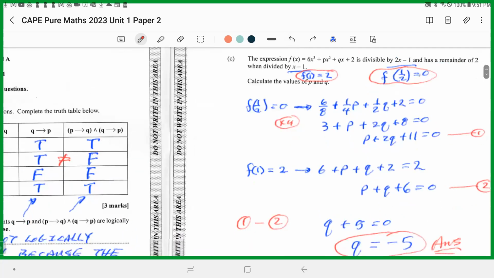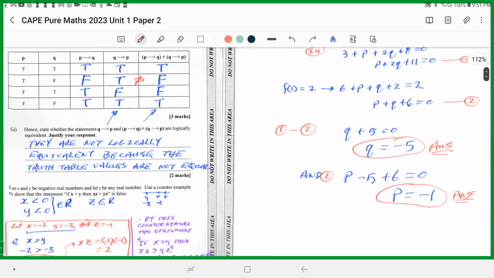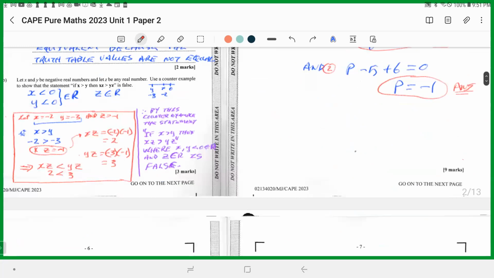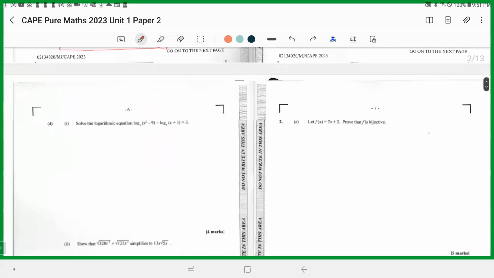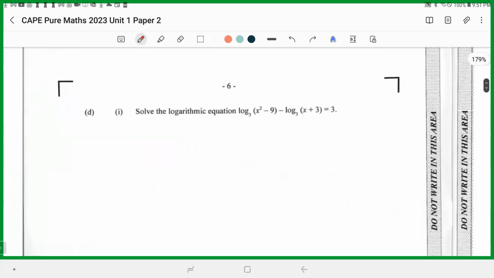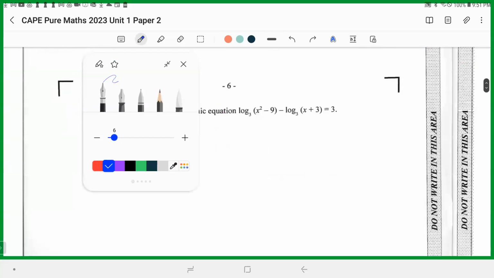All right, that's done. Nice and easy question. A question like this can come for even 9 marks. Simultaneous equations. Wow. All right, that is that. Next question right here. It's a logs question. All right, very easy stuff.